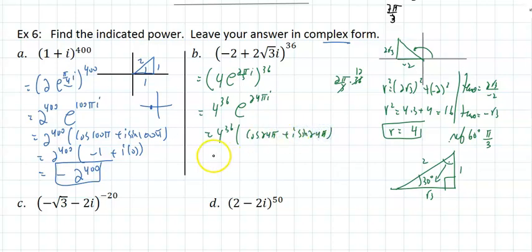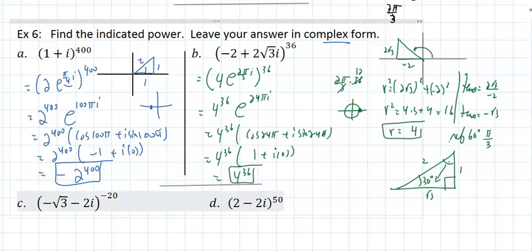That would be 4 to the 36, and again, 24 pi, we know ends up being there. That's a 1, that's a 0. So that turns out to be 4 to the 36. We know the location is on the positive x-axis. That's very important.